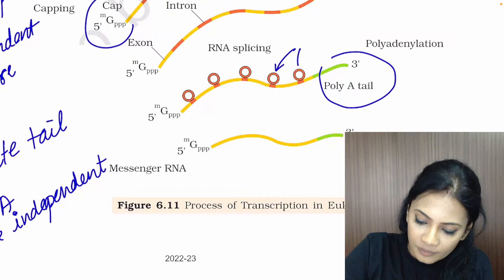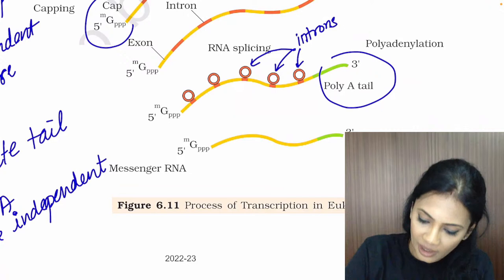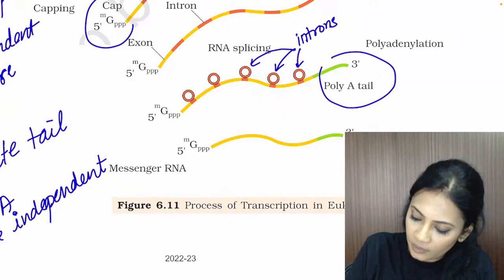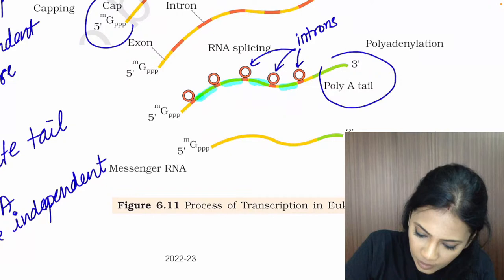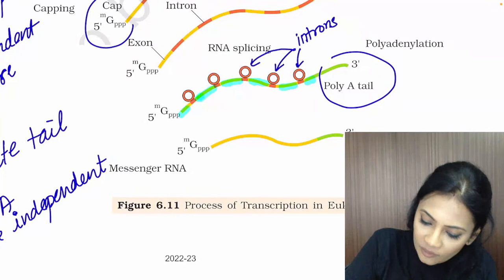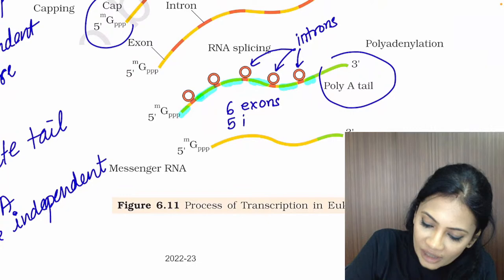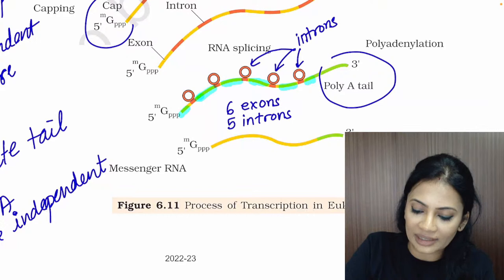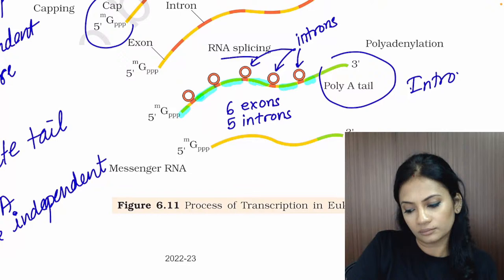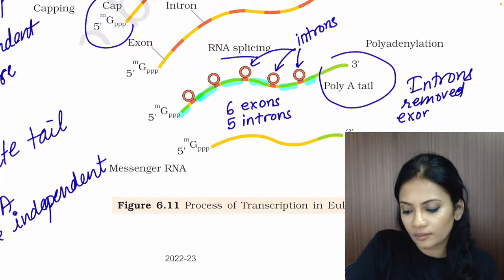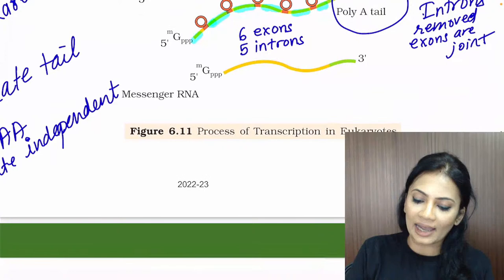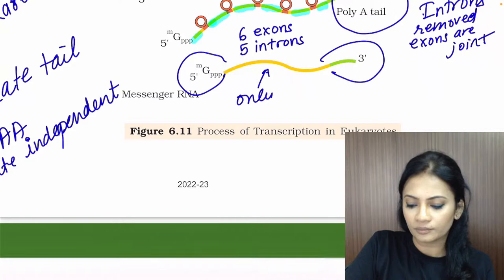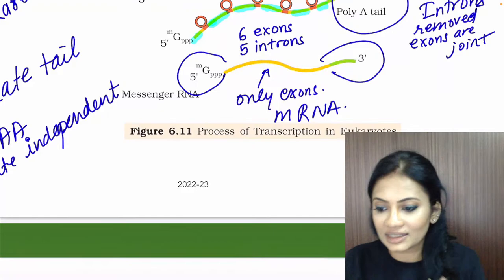Finally, all of these are introns, and these over here are exons. How many exons are you seeing? 6 exons. And how many introns? 5 introns. After splicing, the introns are removed and the exons are joined, and you have your cap and your tail. These are only exons, and this is your mRNA. Clear?